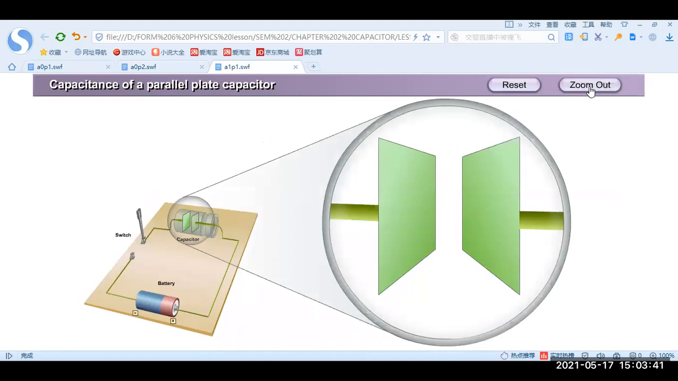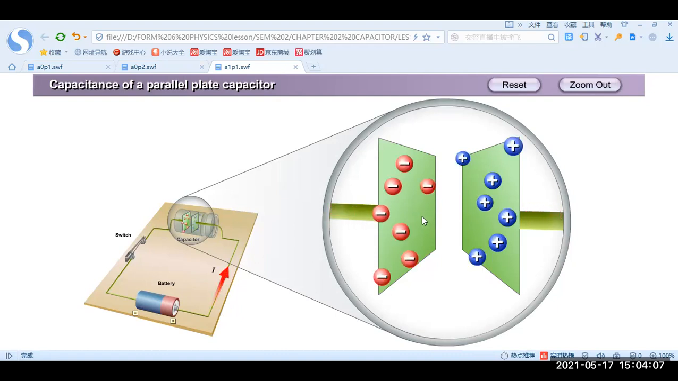So when we zoom in, we notice that the two plates are separated by a distance. Now we can notice that the medium between the two plates is air. So what will happen when the switch is on? Current flows and causes the charge to collect at the plates. One of the plates will be charged negative, and the other side will be charged with positive charge.